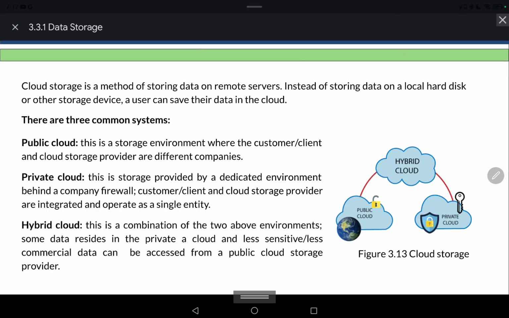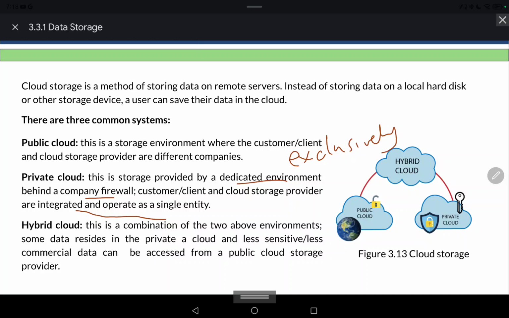Now, a private cloud storage is a storage provided by a dedicated environment behind a company firewall. Customer, client, and cloud storage providers are integrated and operate as a single entity. Basically, a private cloud storage is used exclusively by one organization. So it is either hosted on premises, solely owned and maintained by that organization.